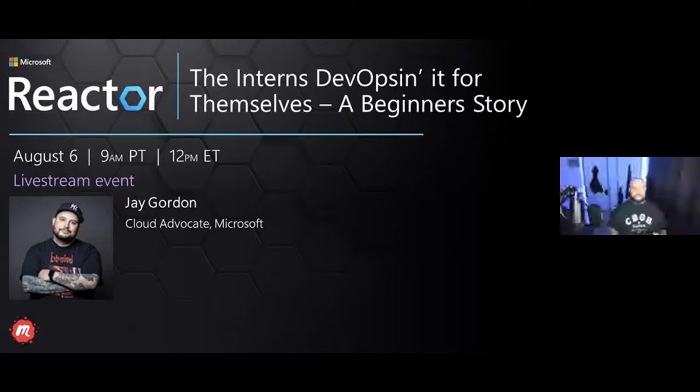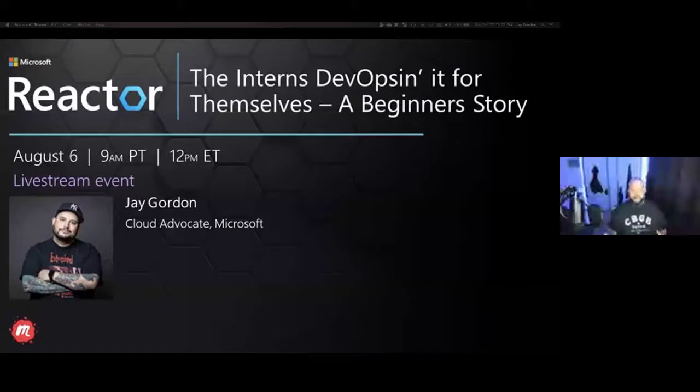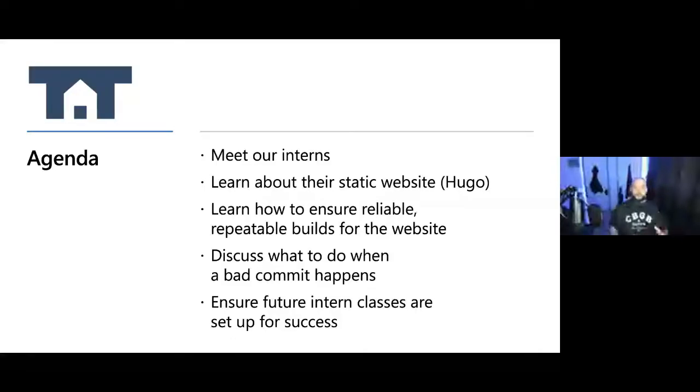Before we jump in, let's take a look at what we're going to be discussing today. All right. So we're going to meet our interns. We're going to learn about their static website, which is in Hugo. We're going to learn how to ensure that we have reliable, repeatable builds for their website. We're going to discuss what happens when a bad commit happens. And then we're going to ensure future intern classes are set up for success.